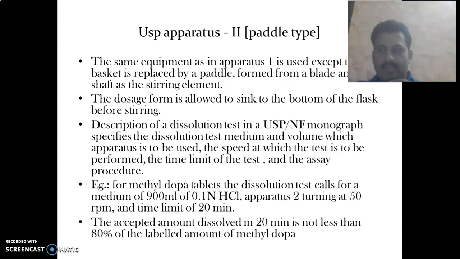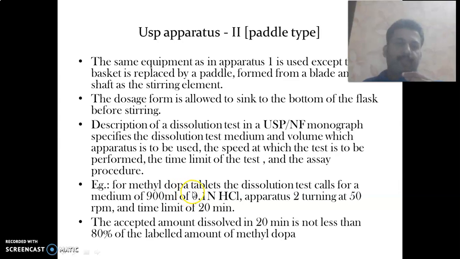The dissolution medium is usually taken in that flask. In the 1 liter flask, usually 900 ml will be taken. There is an example also given there. For methyldopa tablets, the dissolution test calls for a medium of 900 ml of 0.1 normal hydrochloric acid, and apparatus 2, that is the paddle type, has to be used. The RPM is also given, 50 RPM, and the time limit is 20 minutes. So it is given clearly.